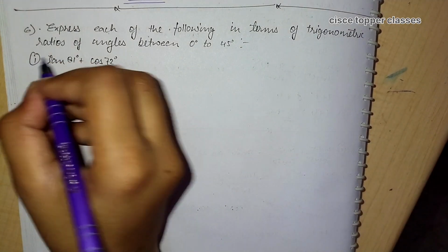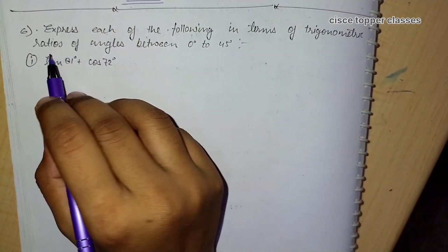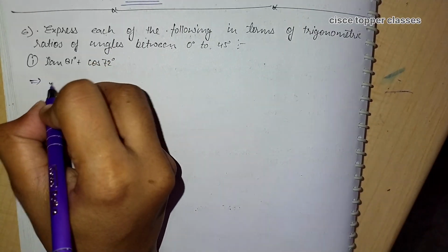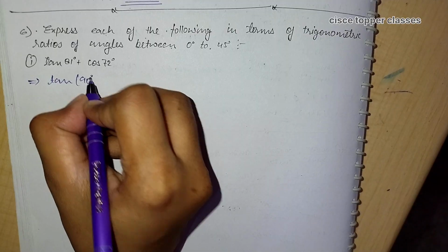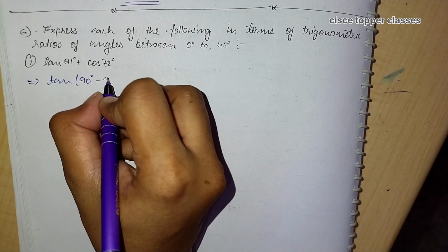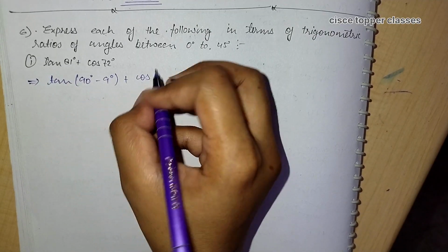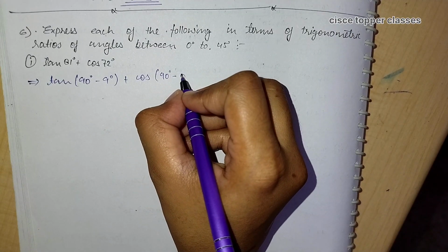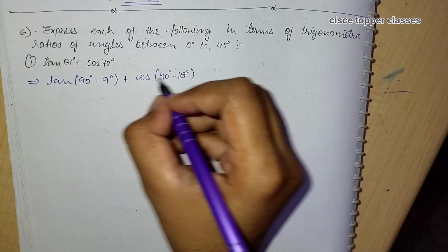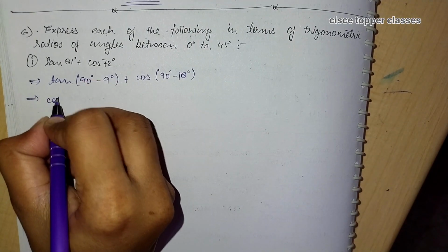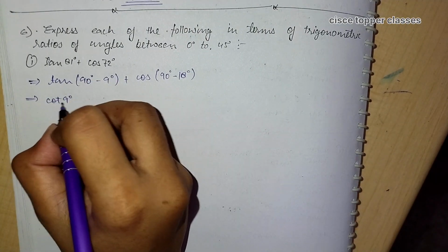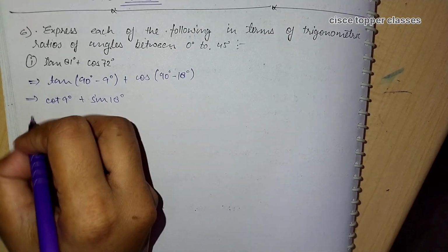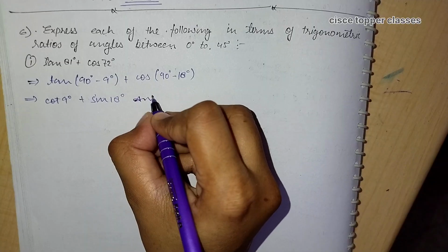Let's solve question number 6 first part. Express each of the following in terms of trigonometric ratios of angles between 0 degree and 25 degree. So this we can write tan as 90 minus theta, 90 minus 9 degree, plus cos theta as cos(90 minus 18). So here we can write this is cot 9 degree, because tan(90 minus theta) is cot theta, plus cos(90 minus theta) is sin theta, so sin 18 degree. So this is the final answer of first part.